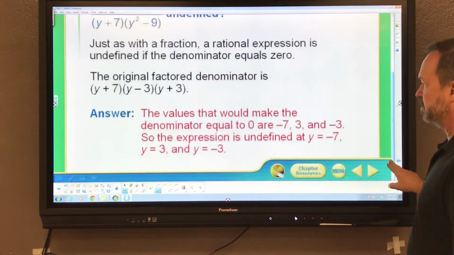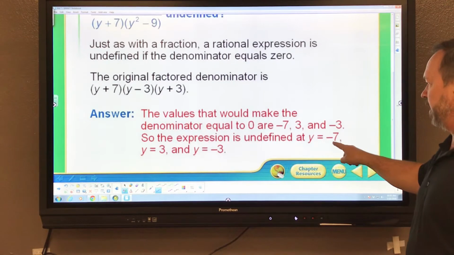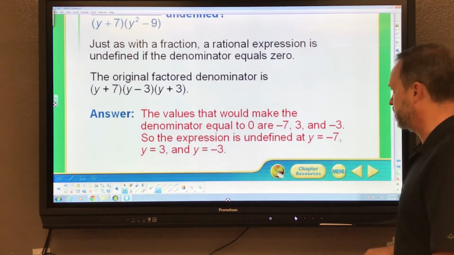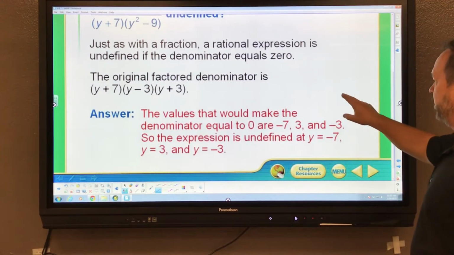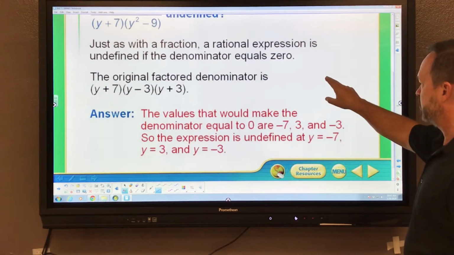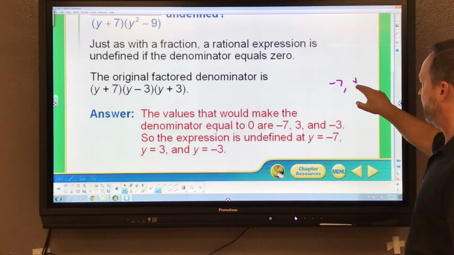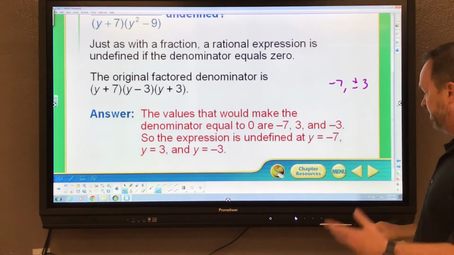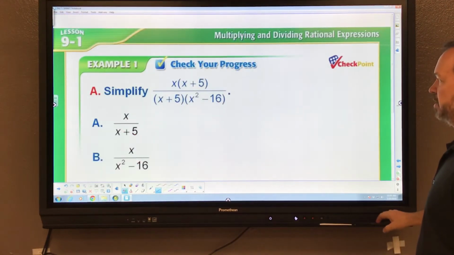And you can see that's what they got here. The negative 7, the negative 3, and the positive 3. Same 3 values we had. You could have written that as negative 7 and then plus or minus 3. Same answer, just semantics here.